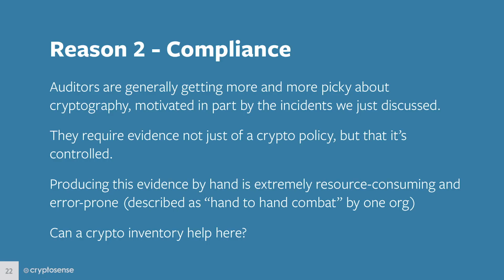We've seen from our inbound inquiries to CryptoSense that auditors are getting more and more picky about how cryptography is used. Perhaps part of this is the incidents that we mentioned. I think there's a more sophisticated understanding in auditors now that it's not enough just to say that we're going to use some encryption. So we're seeing them ask not just for evidence that there is a crypto policy in the organization, but that it's actually controlled. Producing this evidence is really resource consuming and error prone.